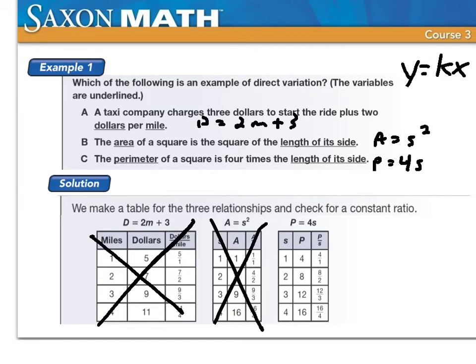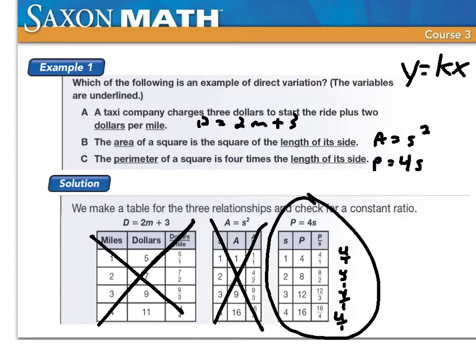And if I look at the last one here, my ratios are 4 to 1, and 8 to 2, and 12 to 3, okay, and all those are equal to 4 to 1 if I reduce them all. Okay, and 4 to 1. So this one right here is the direct variation because the ratio stays the same every time. It's increasing 4 times every single time. And let's go on to another example.